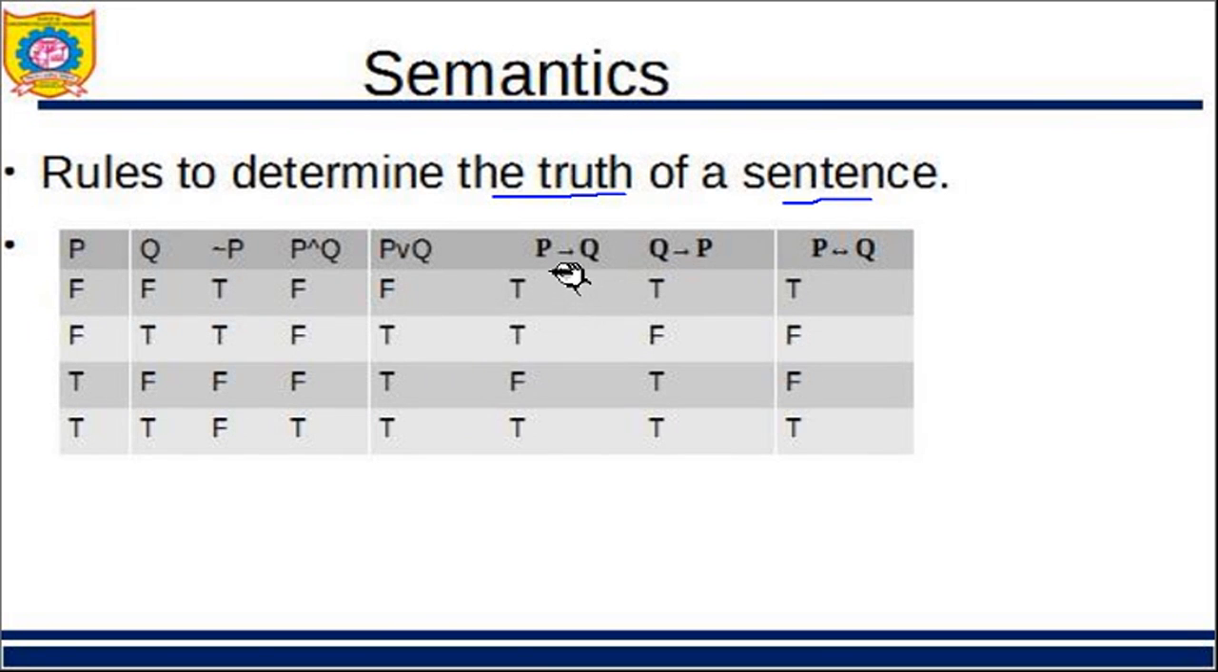Then we have implication: P implies Q. This is true at all times. Only if P is true and Q is false do I get the answer as false. Then the reverse, Q implies P: true, false, I'll get the answer as false. And the last one is the biconditional. This is true only if Q implies P and P implies Q are both true. If so, then I'll get it as true.